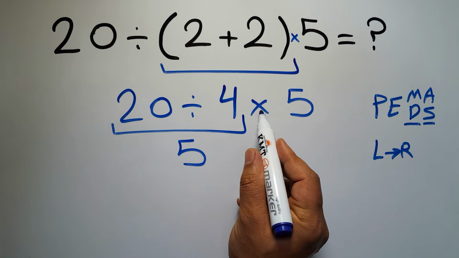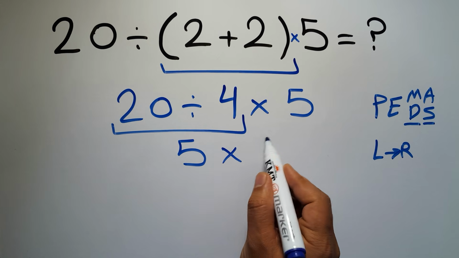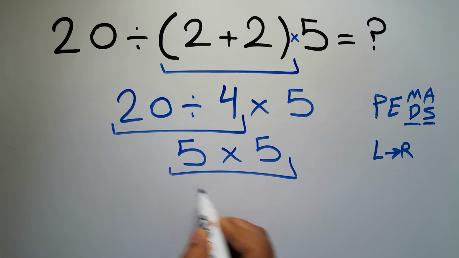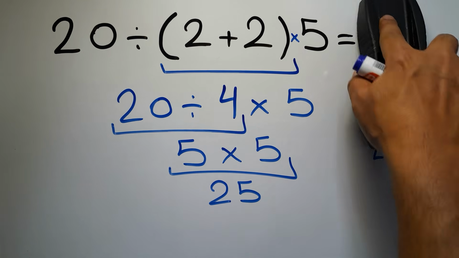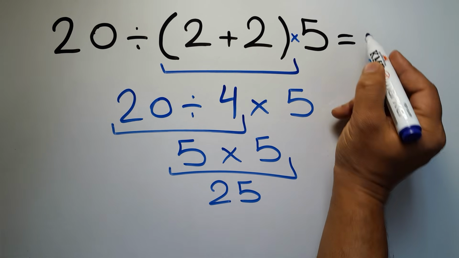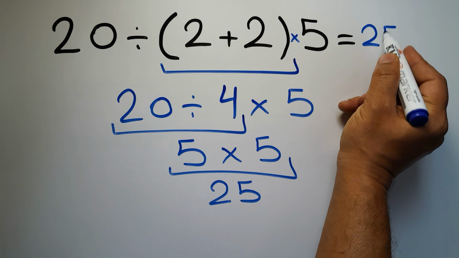So 5 times 5, which equals 25. And this is our final answer to this problem. The correct answer is 25.